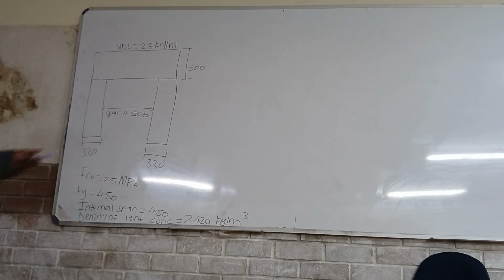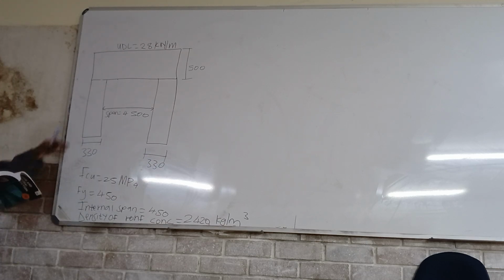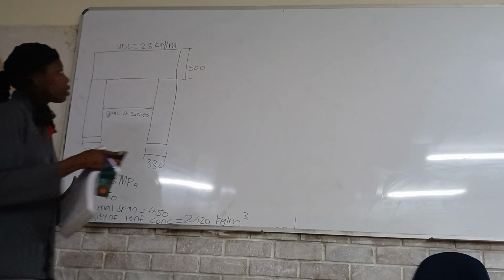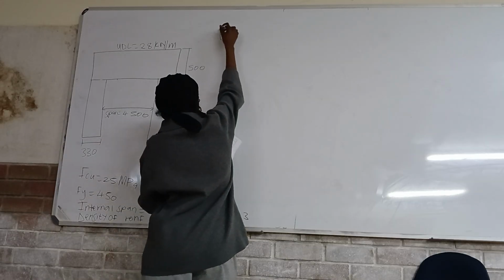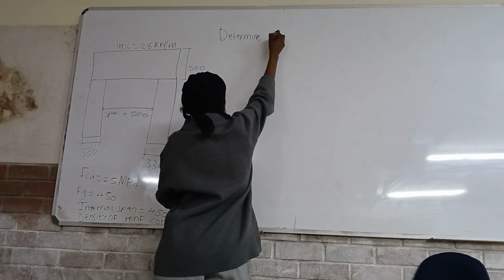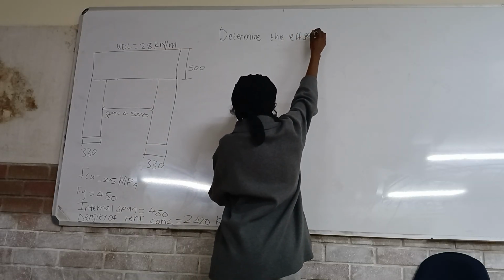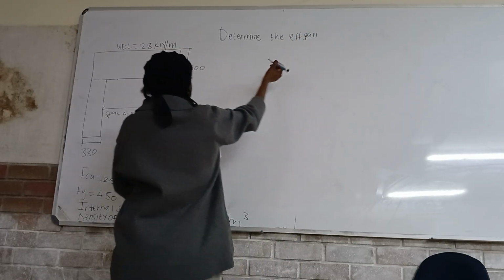So we have an internal span of 4,500. We have two brick walls which are 330 each, and then an overall depth of 500. So here is our data again. So let us start. Number one, we need to determine the effective span of the beam.